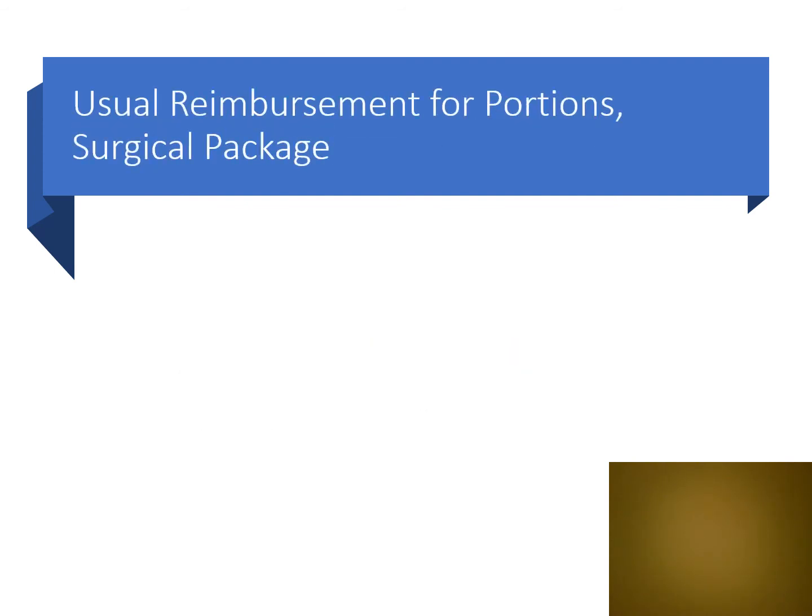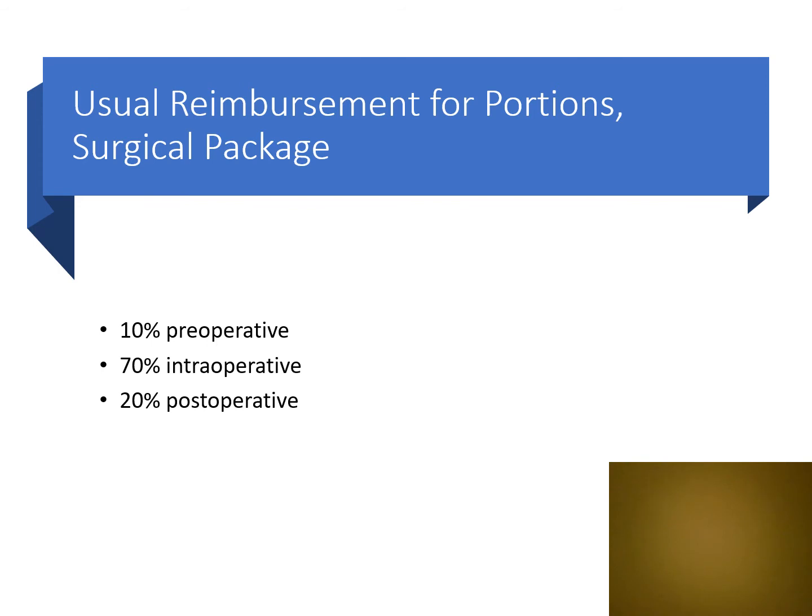Unusual reimbursement for portions of a surgical package. So that's again, if we're talking about the preoperative, intraoperative, and postoperative care. Preoperative care is 10% of, say, the allowable is, I don't know, say $1,000. So 10% of the $1,000 would be allocated for the preoperative, 70% for intraoperative, and 20% for postoperative. Each payer is going to determine the portions.